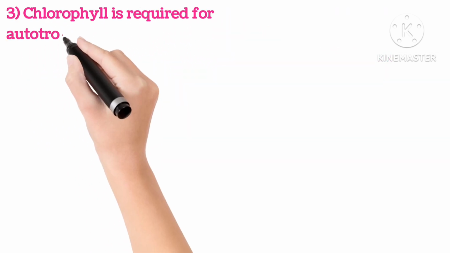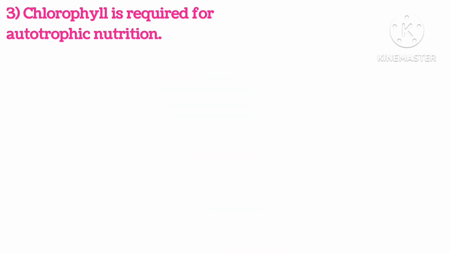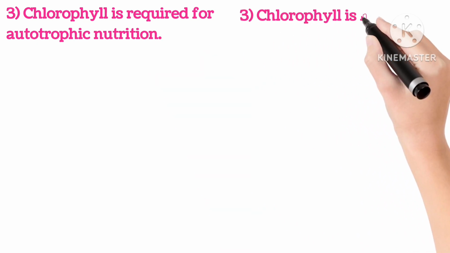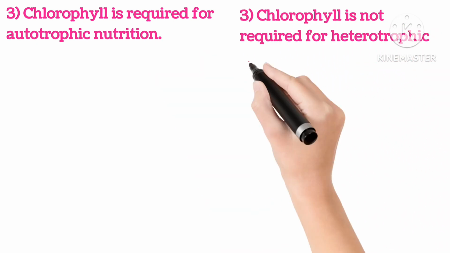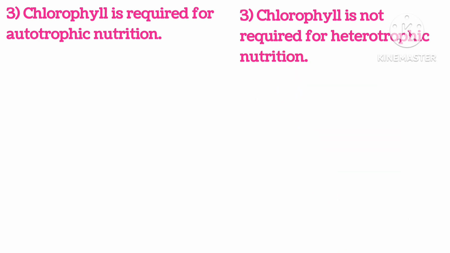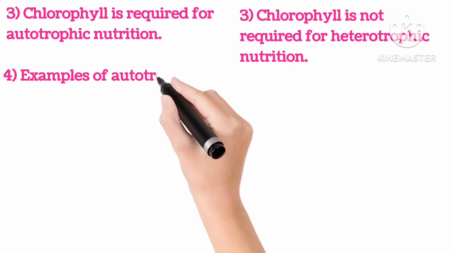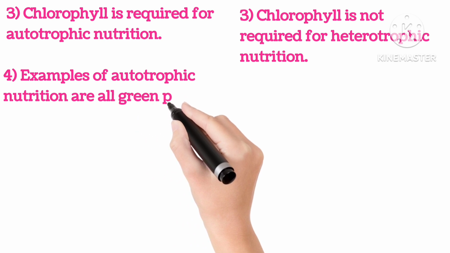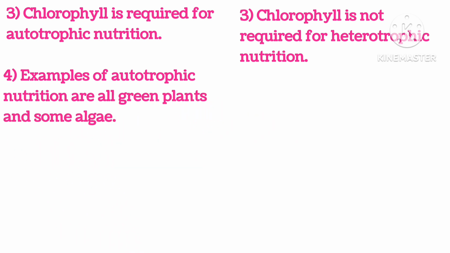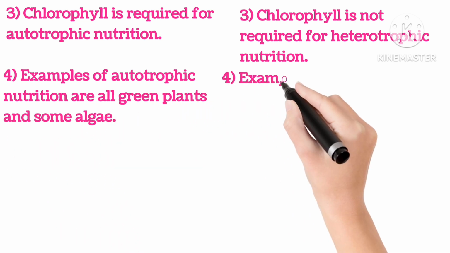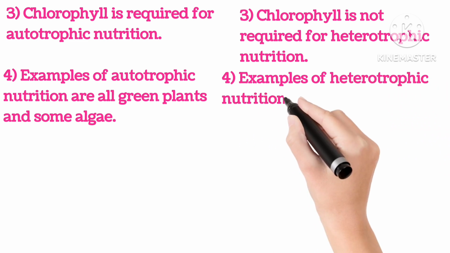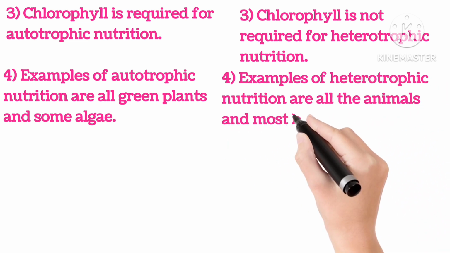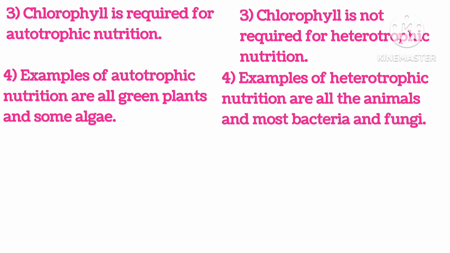Chlorophyll is required for autotrophic nutrition. Chlorophyll is not required for heterotrophic nutrition. Examples of autotrophic nutrition are all green plants and some algae. Examples of heterotrophic nutrition are all the animals and most bacteria and fungi.